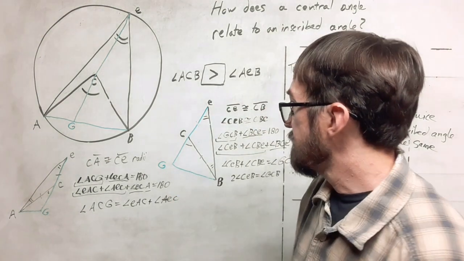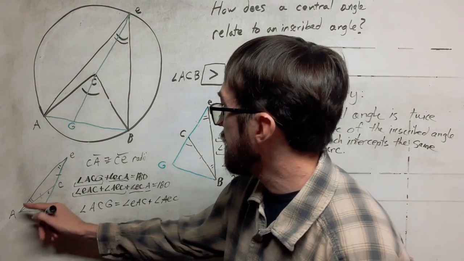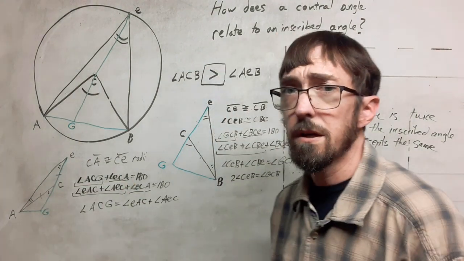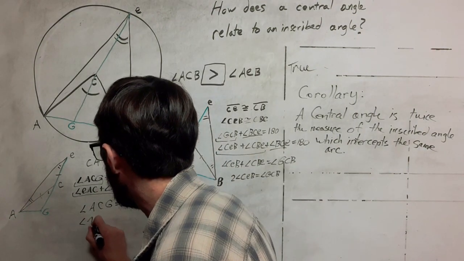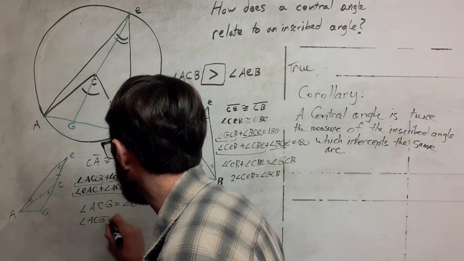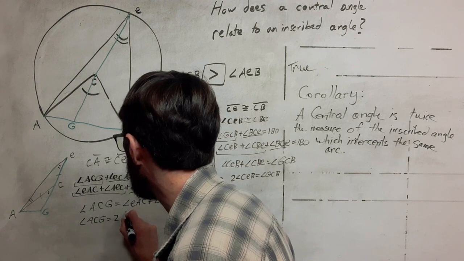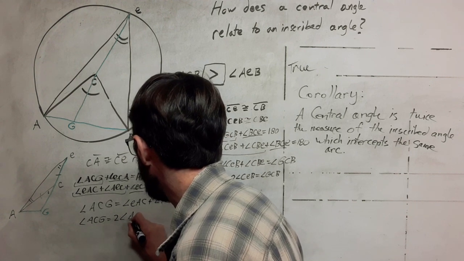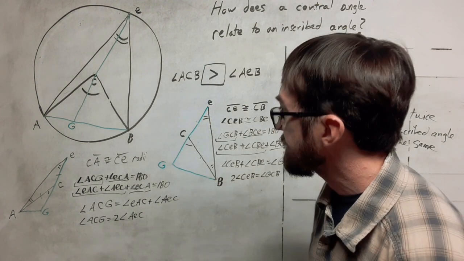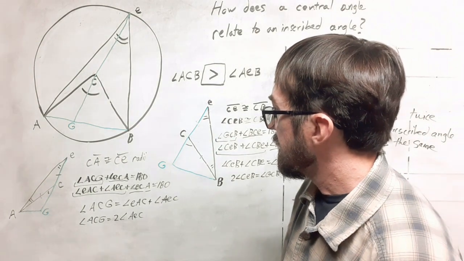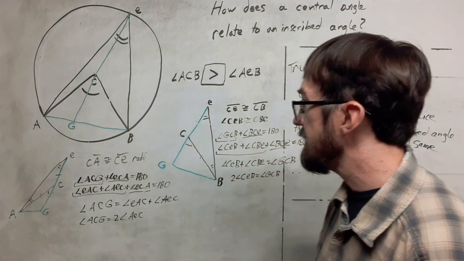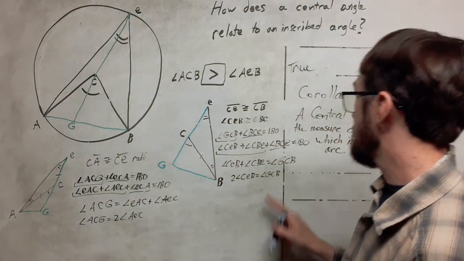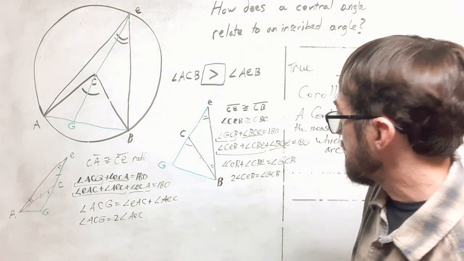Then we also want to observe that these two angles here are congruent because they are the angles in the isosceles triangle, so we can rewrite this. Angle ACG is equal to 2 times angle AEC. What we've concluded is that it takes two of these angles to equal one of these angles, which is the same conclusion that we drew over here.